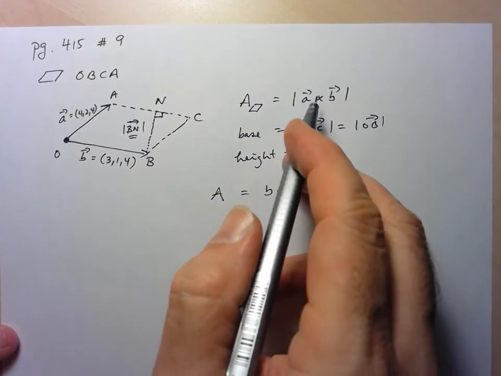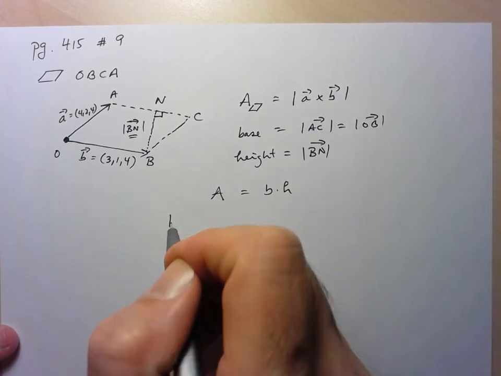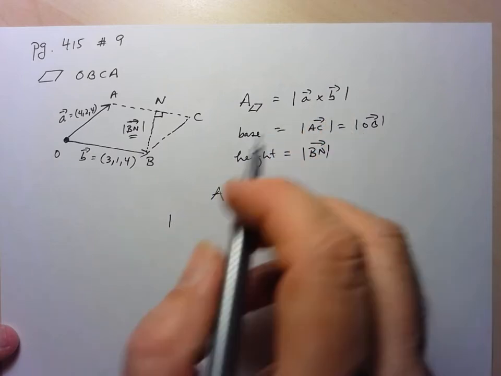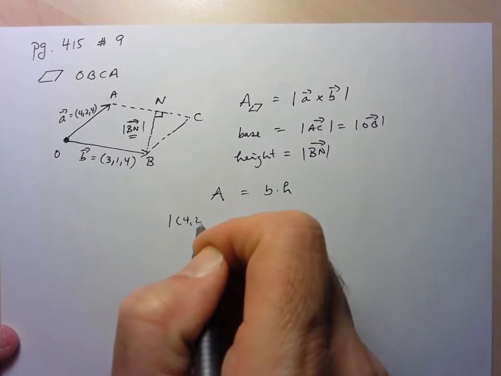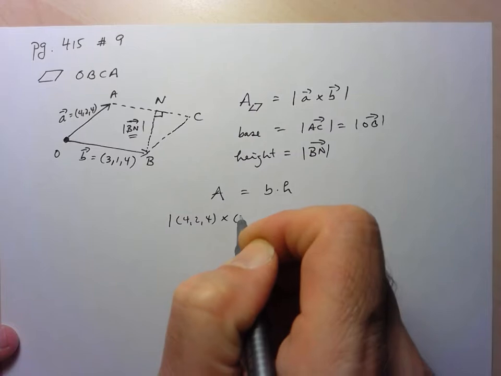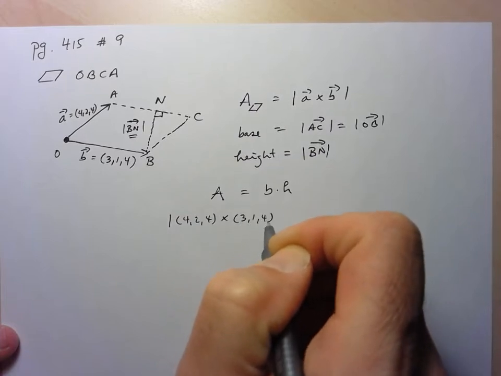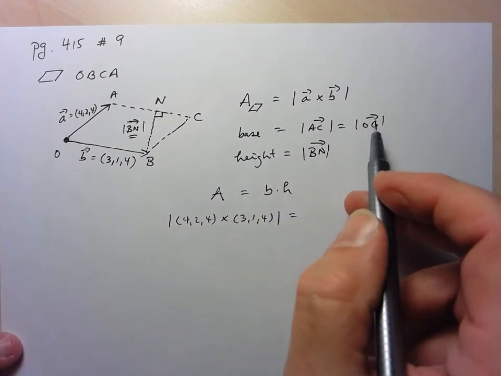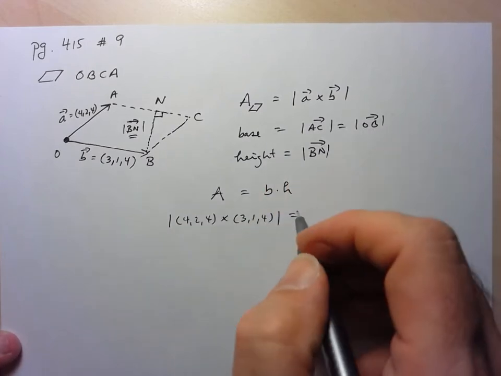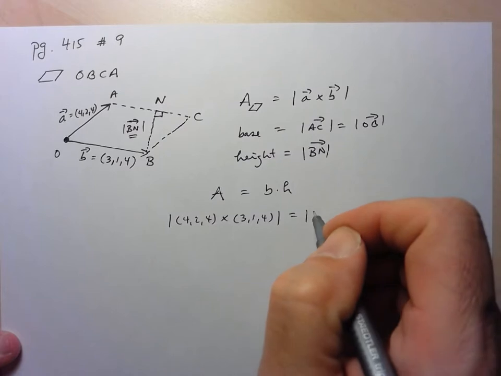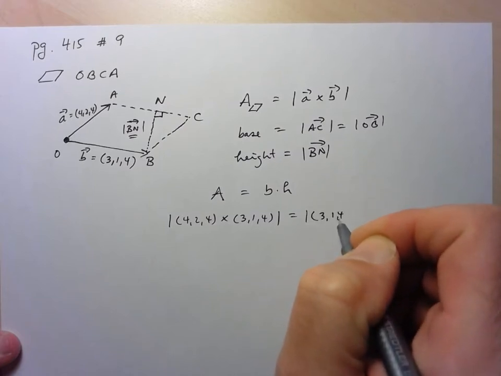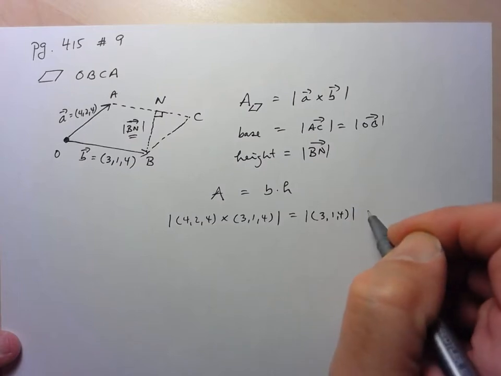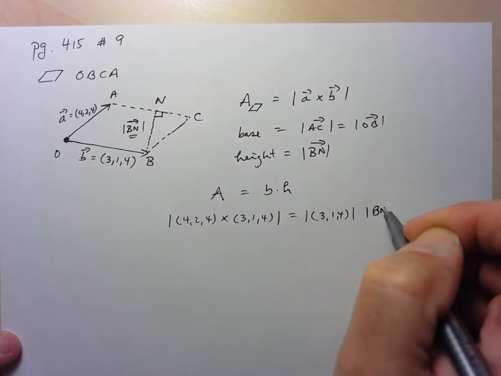So the area is given by the absolute value, the magnitude of the vector A cross B. So 4, 2, 4 cross 3, 1, 4, which I'll calculate on the side. The base is just given by the magnitude of OB, so the magnitude of 3, 1, 4. And then the height is just what we're looking for, which is just that magnitude of BN.